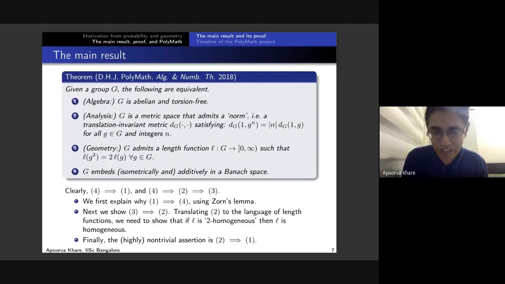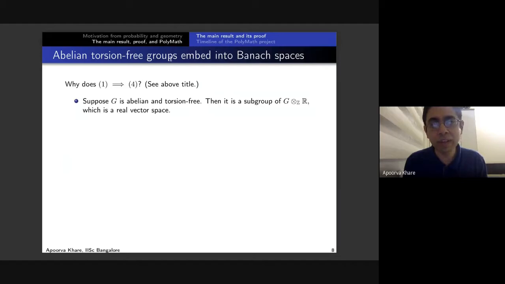Okay. So why does 1 imply 4? Meaning, read the title. Why do abelian torsion-free groups embed into Banach spaces? So I'm actually going to construct, as I promised you, one Banach space. I'm going to construct the smallest Banach space into which this embeds. Suppose G is abelian and torsion-free, then it is a subgroup of this real vector space. Notice that this is a very large vector space in principle. So for example, if G is the real line, what is the smallest Banach space in which R embeds? It is R itself. Okay. But this space is R tensor product of R over Z. That is an enormous dimensional vector space. That is not R itself.